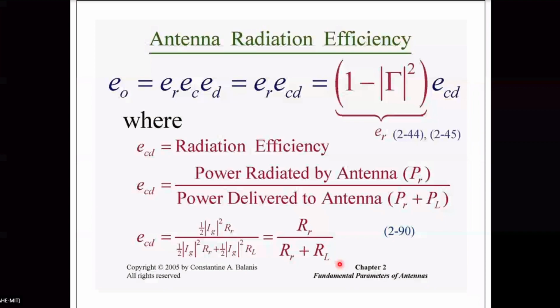Hello? Yes, sir. If it is a lossless antenna, what is ECD? Should be 1. Yeah, RL will be 0. So RR by RR, it will be 1.